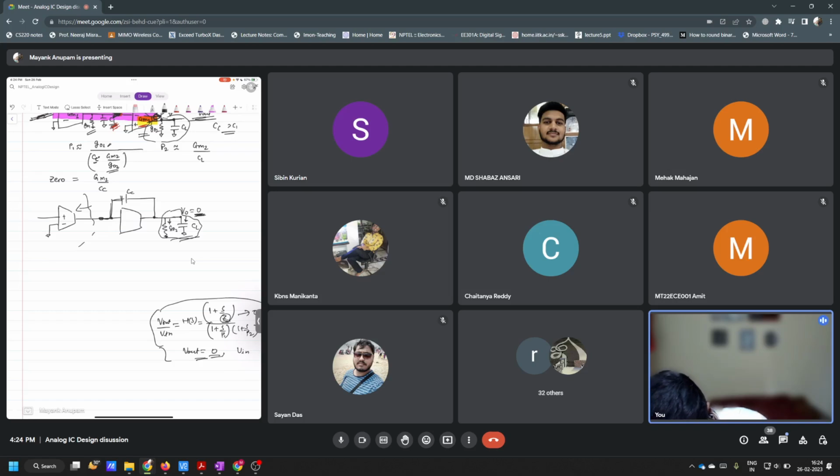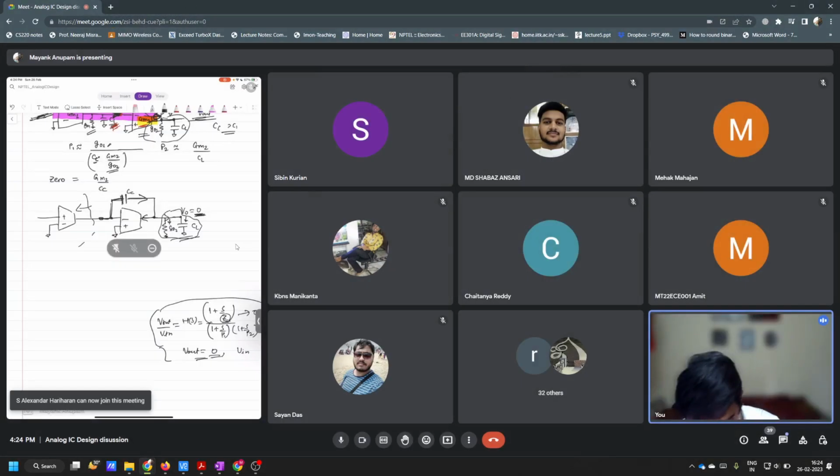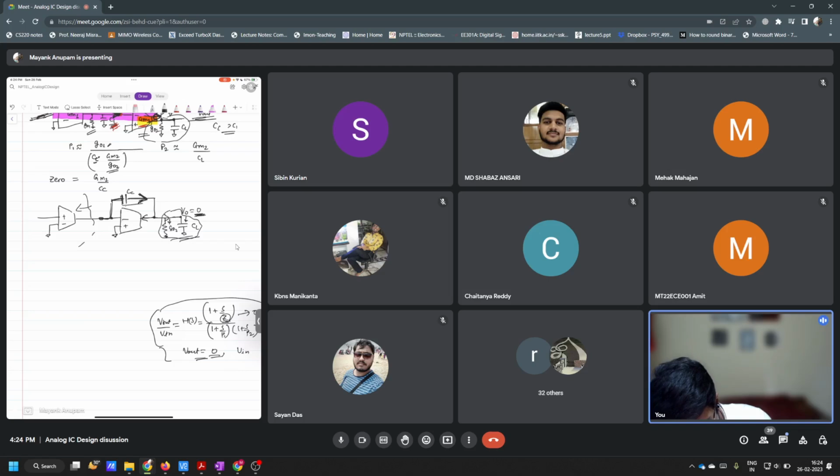Fine. So what I'm saying is, any current that will come from here cannot go here. Everything will be absorbed by this only, absorbed by this transconductor only. That is what I'm saying. At the zero frequency, at the frequency at which the zero happens, all the current that this capacitor, cc, is carrying will simply be absorbed by this transconductor gm2. Okay.